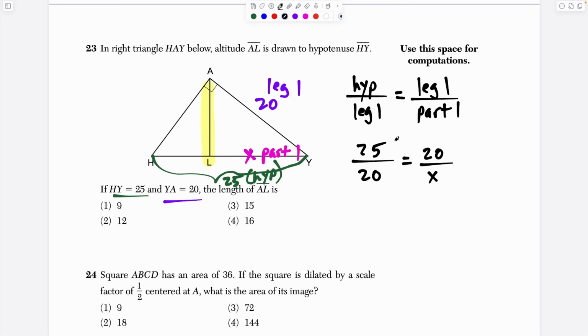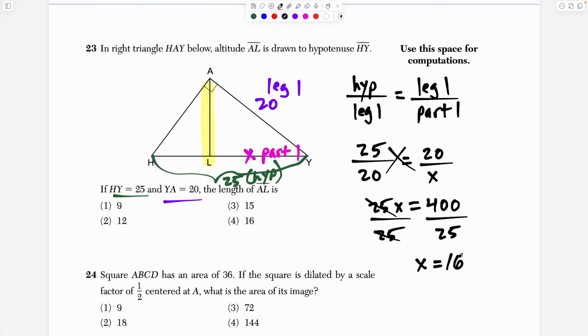And from here, what I could do is reduce this first, or I could just cross multiply, but let's just go ahead and cross multiply. We have 25 times X equals 20 times 20, which is 400. And now we just divide both sides by 25. So we could say X equals 16. Okay, so X, part 1 over here, is going to be equal to 16.